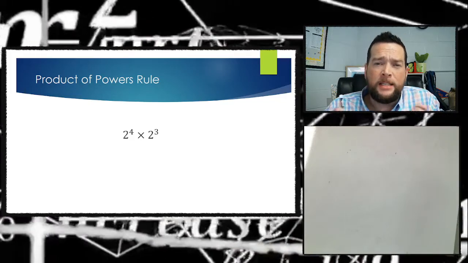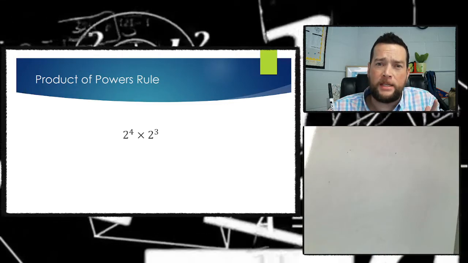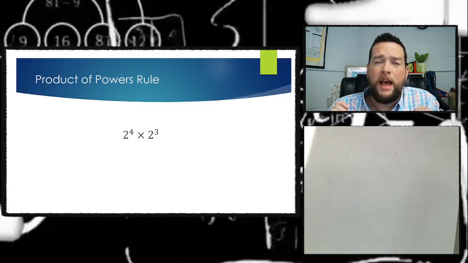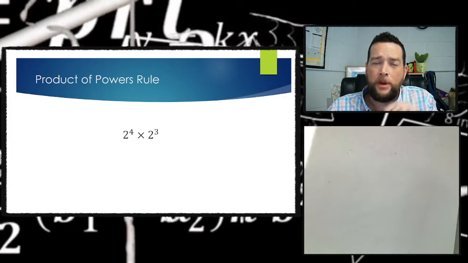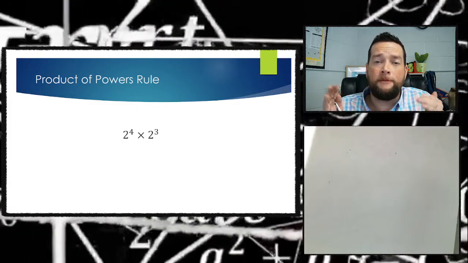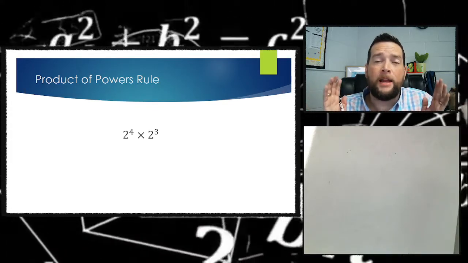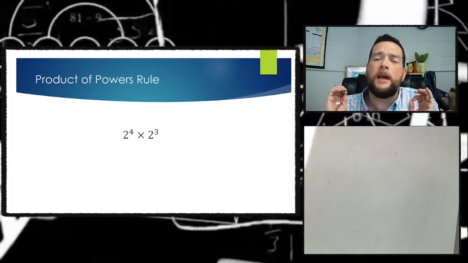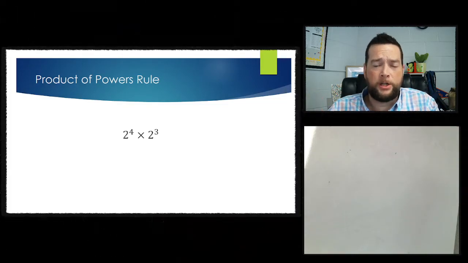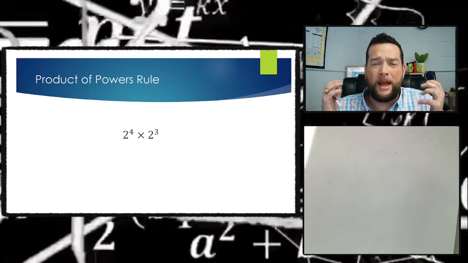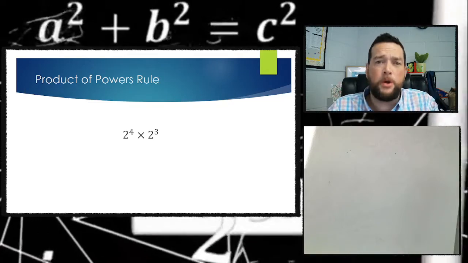All right, this is the product of powers rule. Whenever I'm multiplying exponents with the same base, I'm going to do something with the exponents. But first, I'm going to show you what to do if all else fails. If you forget this rule, and your test question says, use the product of powers rule to simplify the expression, but you get to the point where you don't even remember what the product of powers rule is, this is what you can do.